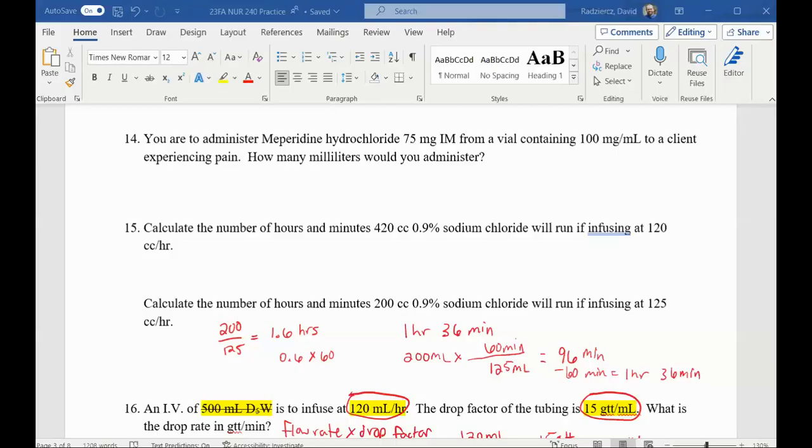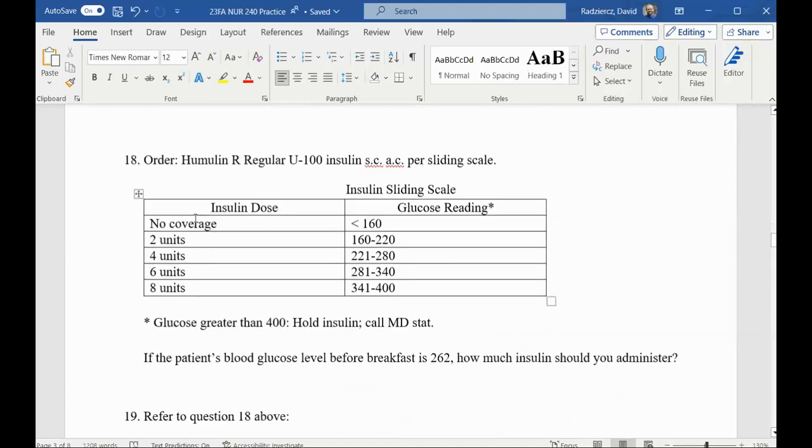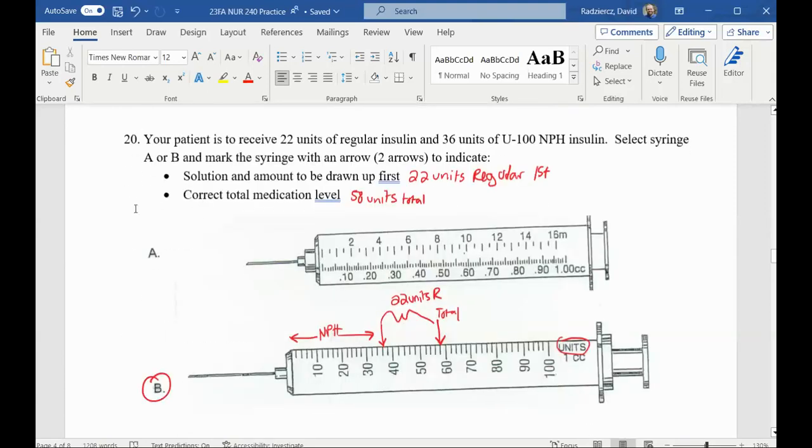$20? Yeah. Okay. I'm assuming that's the syringe. Yeah. So this was asked earlier today, and I'll just leave up what I have. So keep in mind when you're labeling this, the first thing I would highly recommend is just write out the solution amount to be drawn up first, 22 units regular, 58 units total. Make sure you write it out on your test. That way there's no doubt that you know exactly what you're doing.